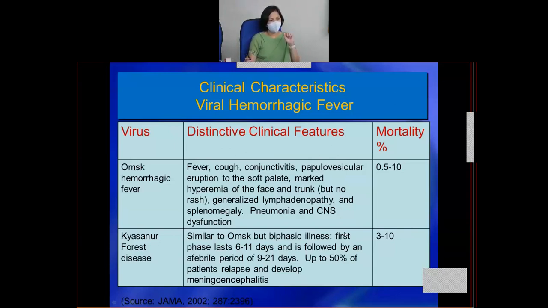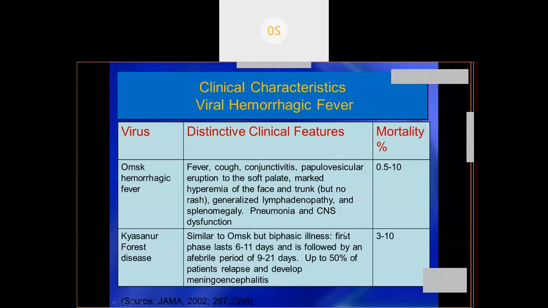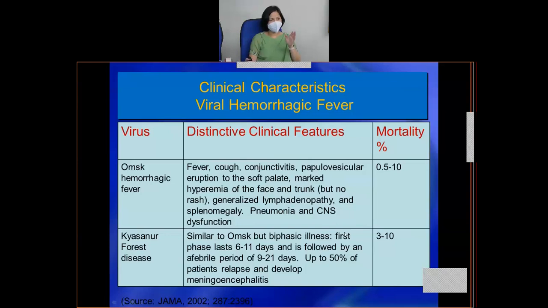Up to 50% of people will have a relapse, and in that relapse the patient will develop meningoencephalitis. So in KFD, you have the first phase where the patient presents with fever, and the clinical symptoms and signs are similar to Omsk hemorrhagic fever, which is mentioned in the above row. But approximately up to 50% of the patients will relapse and develop meningoencephalitis.